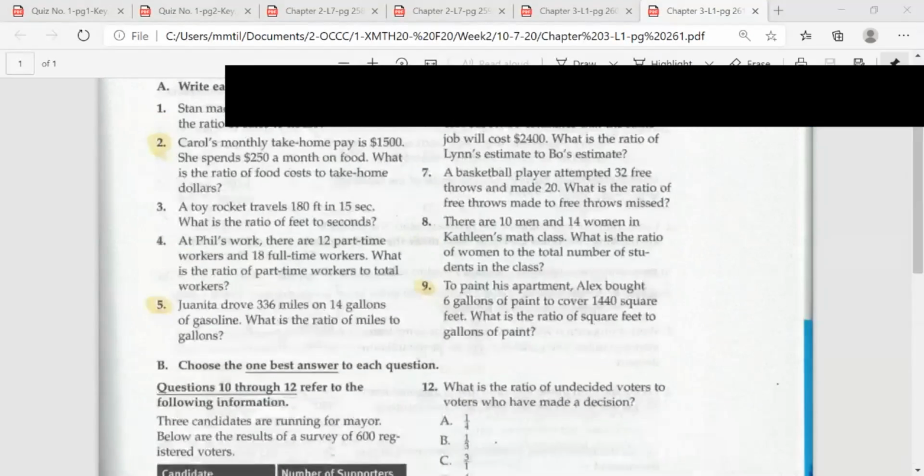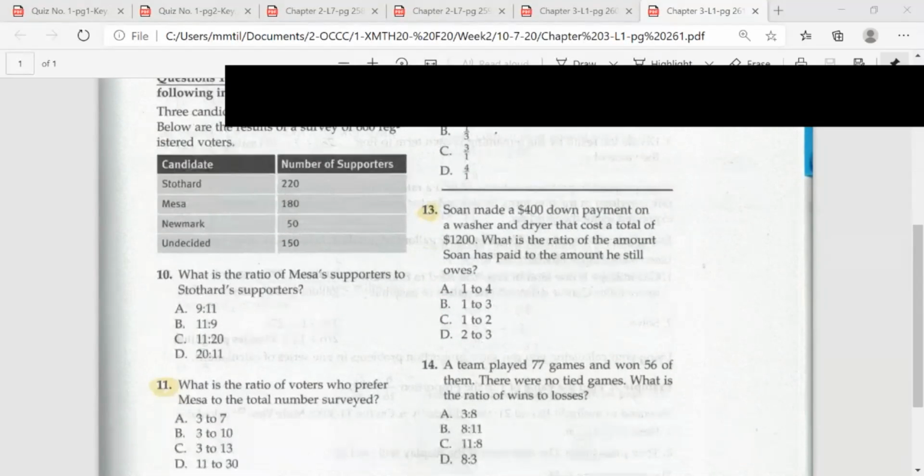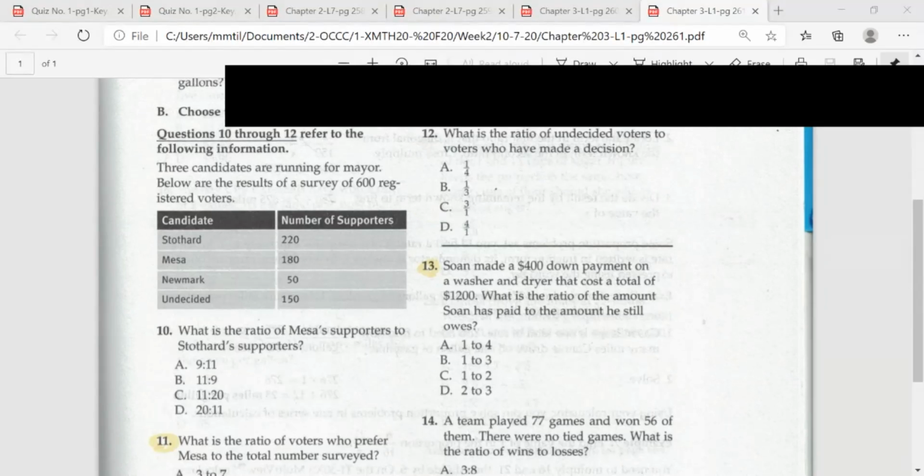Some of these require you to use tables, some data and so forth. Look at number 10. What's the ratio of Mesa's supporters to Stothard's supporters? Well, here's the number of supporters. Mesa's is 180 and Stothard is 220. And then it puts it in colon form, reduced down.